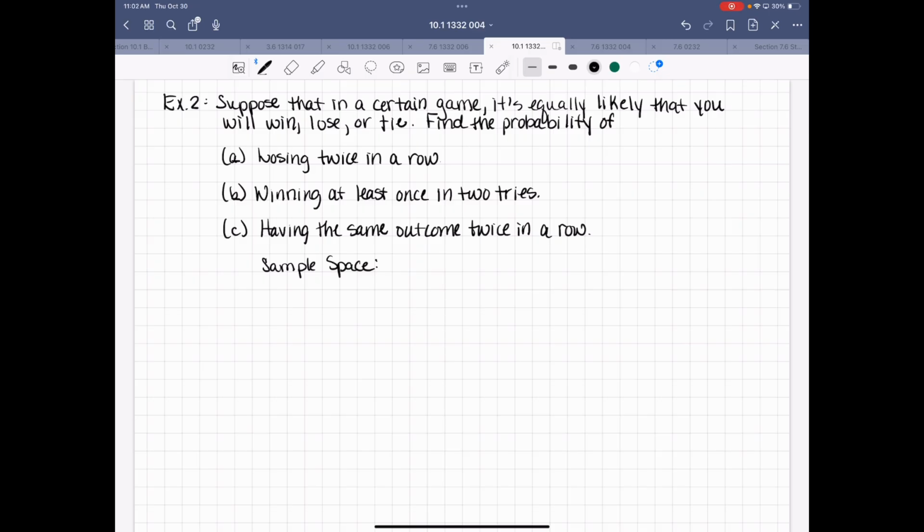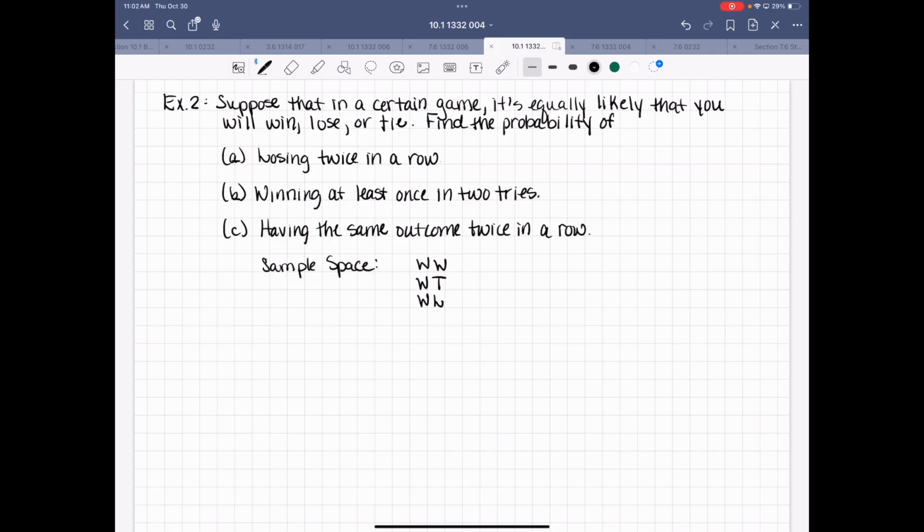You could win the first time, and then you could win the second time. You could get a win-win. You could get a win, and you could get a tie. They could give you a WT. You could get a win, and you could get a loss. That's all the ways that we can win the first game. If I win the first game, I could win the second game. If I win the first game, I could tie the second game. If I win the first game, I could lose the second game, right?